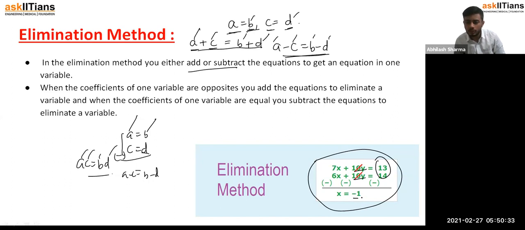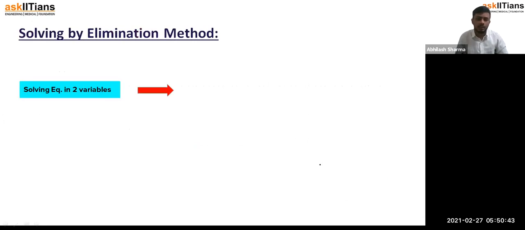13 minus 14 is minus 1. 7x minus 6x is x. 10y minus 10y is cancelled. So we get the value of x is minus 1, right? Now let us have a look with the help of an example how the elimination method works.